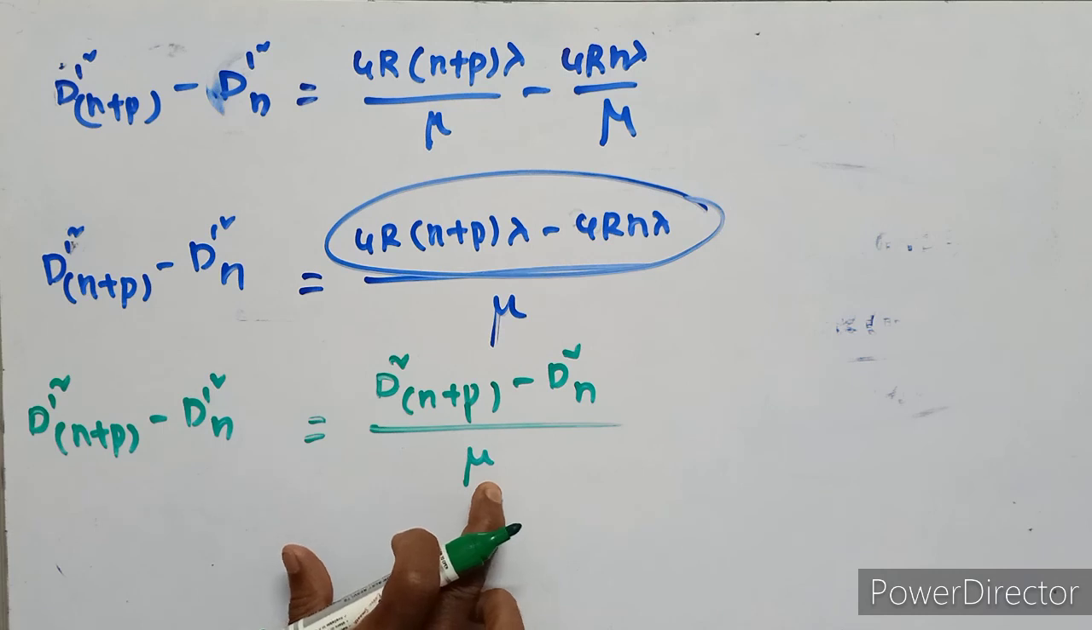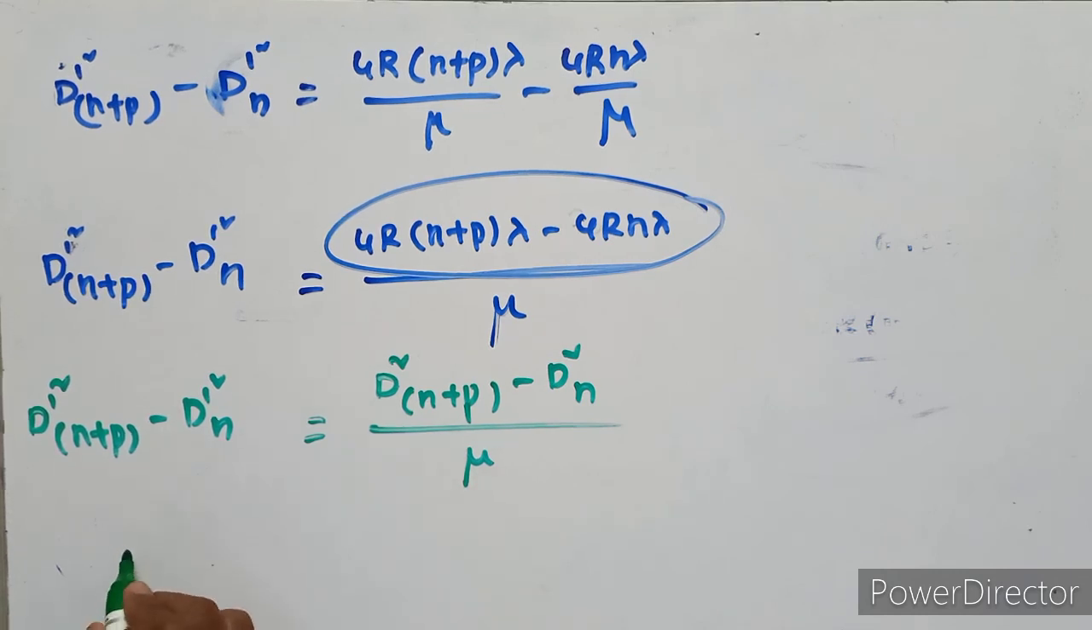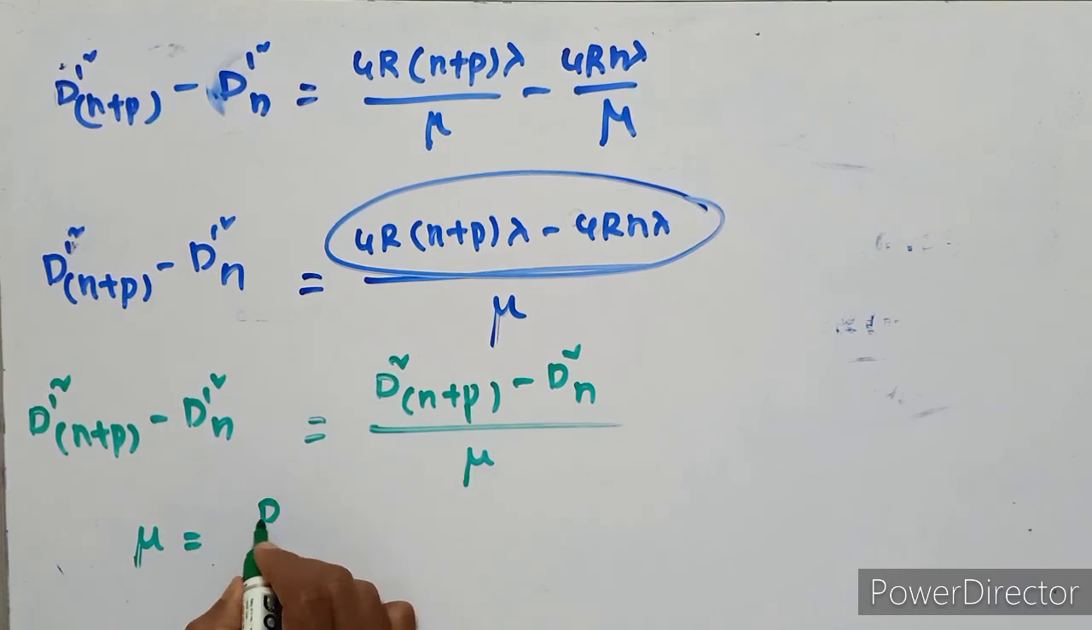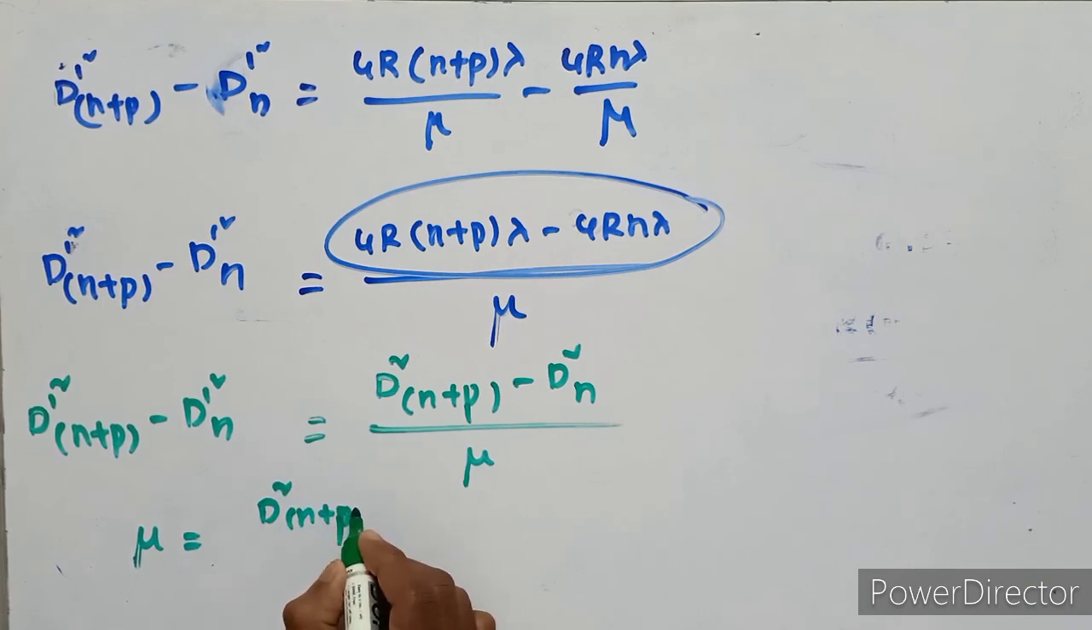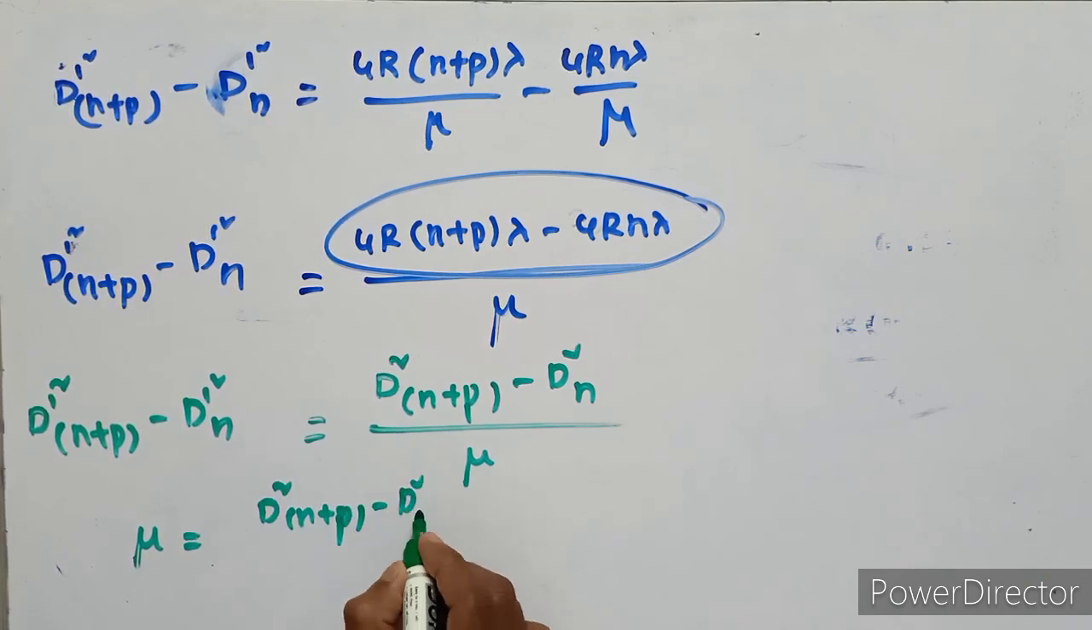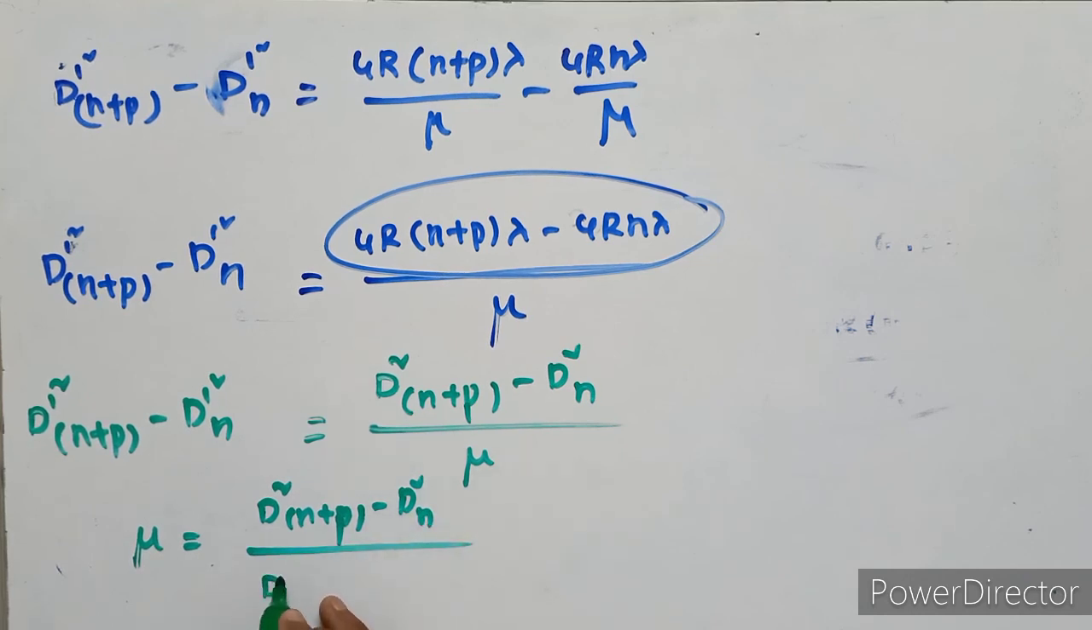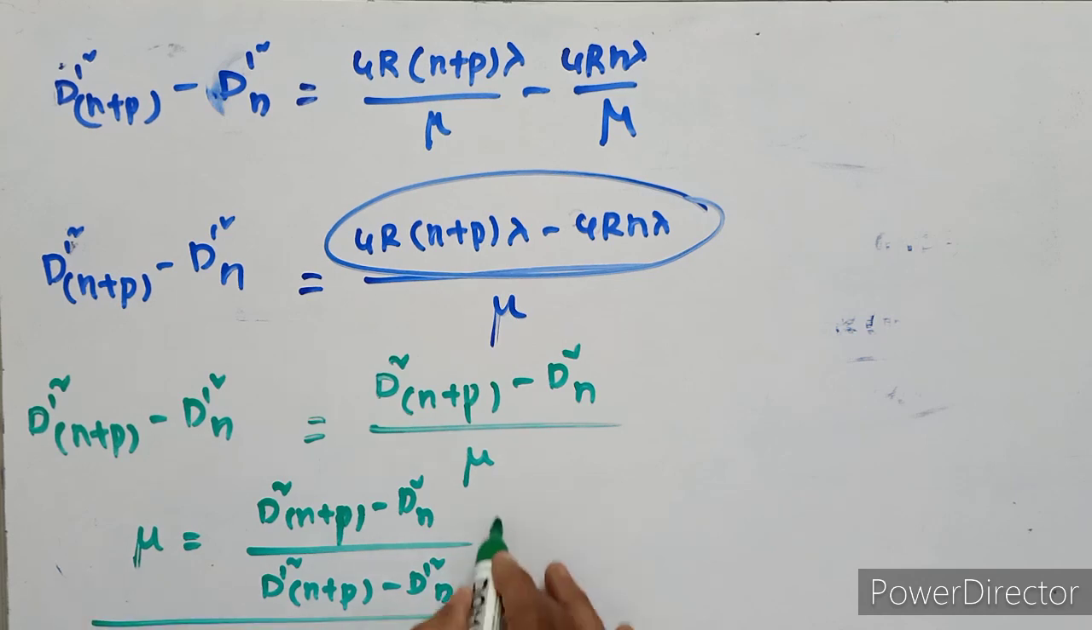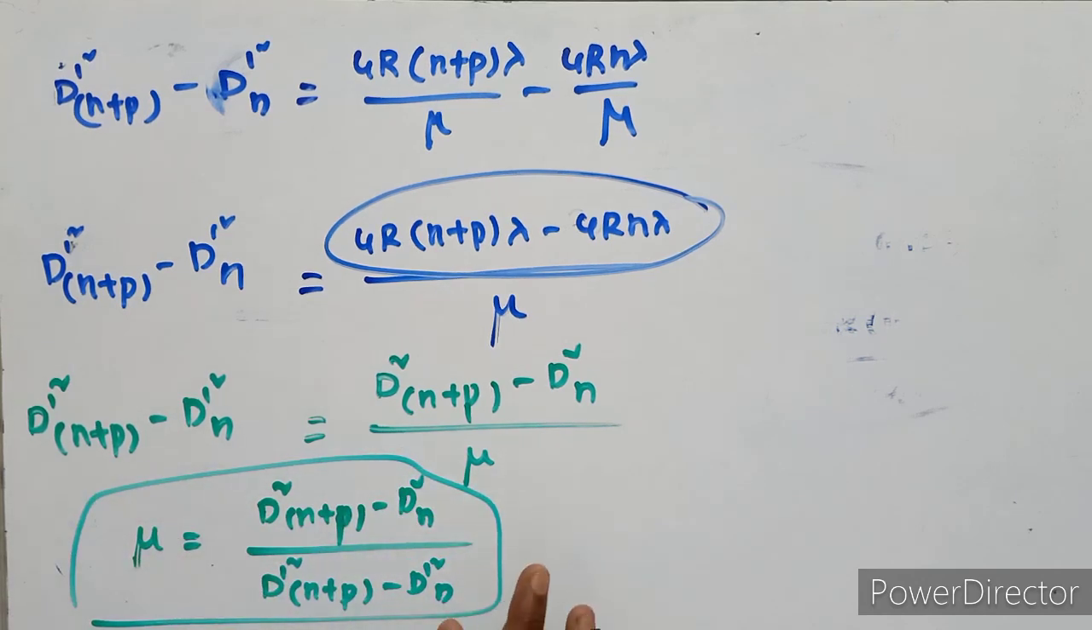From this equation, μ can be written as (D² at n+p minus D² at n) / (D'² at n+p minus D'² at n). This is the refractive index of the liquid medium.